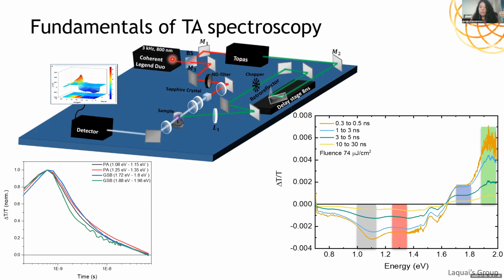One of them will pass through an optical parametric amplifier, the Topaz, and we will select whatever wavelength we want to use to excite our material. And it will pass through a delay to make this difference in our times. And the other beam that we divide will pass through a sapphire crystal, or another type of crystal, that gives us white light.